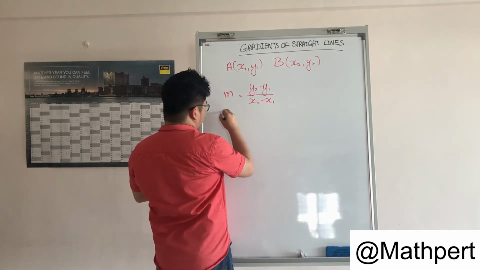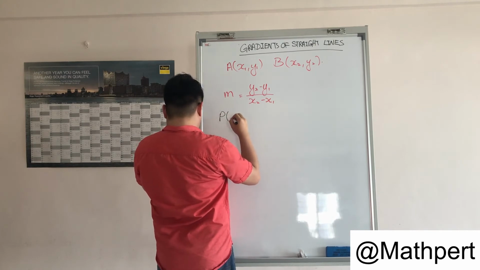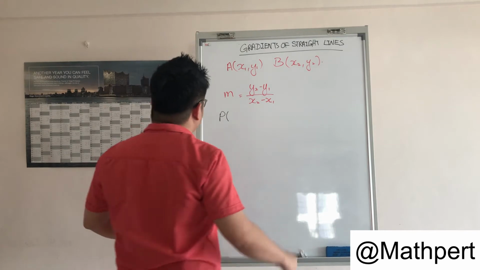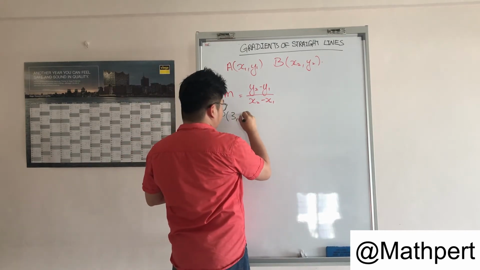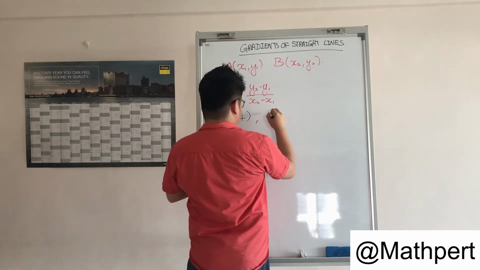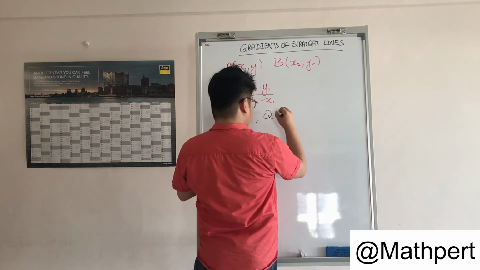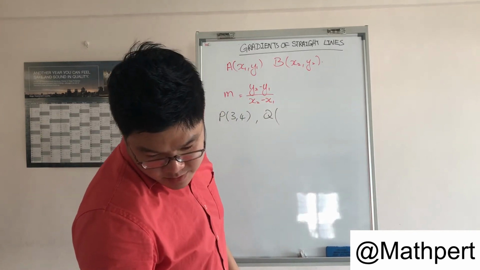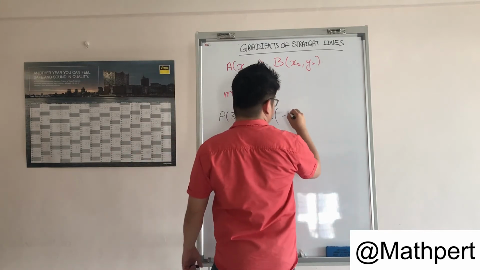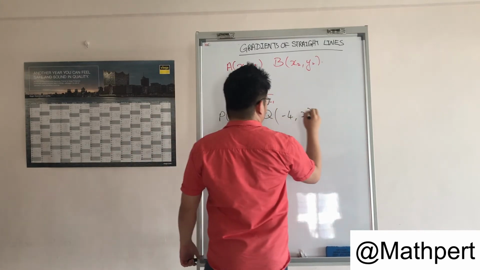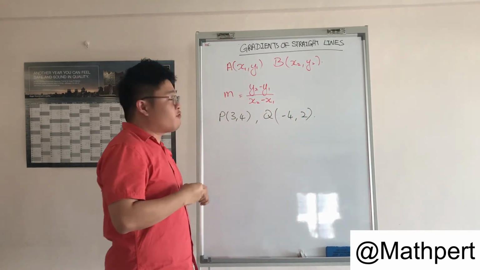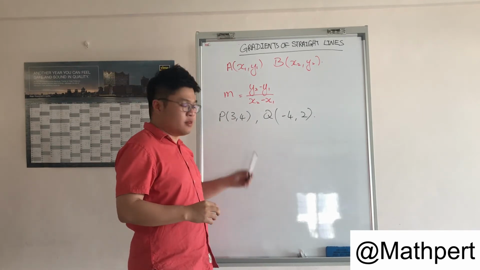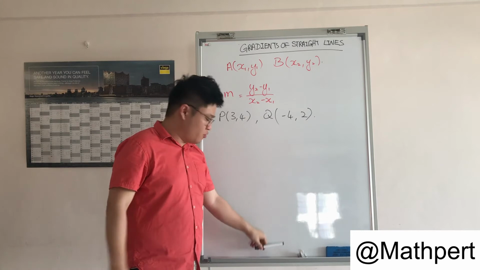Given P, the coordinate is (3, 4), and Q is (4, 2). We are asked to find the gradient of the straight line formed by P and Q.